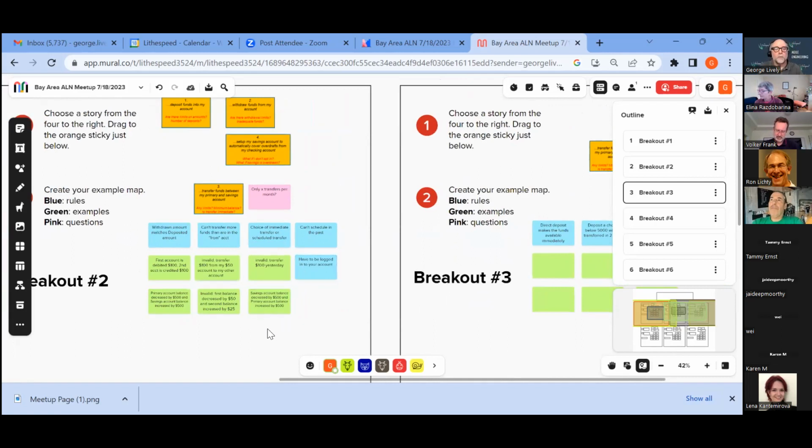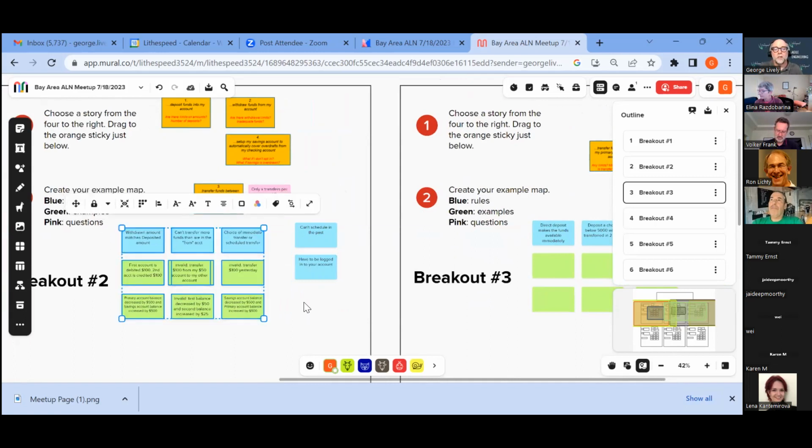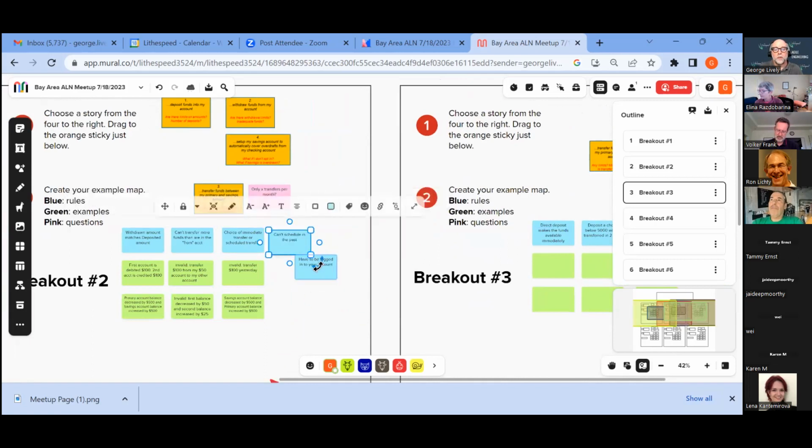Okay, I'll move that blue one. That's definitely very rule associated, up a little bit. Oops, didn't want to do that.